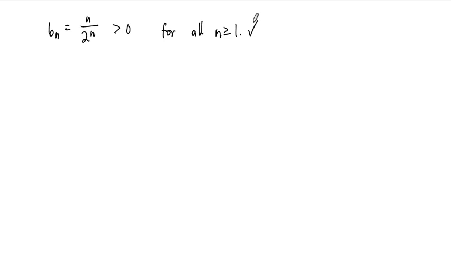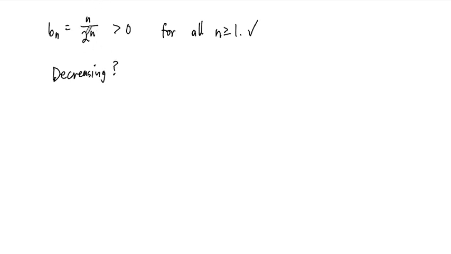This is of course positive for all n greater than or equal to 1, and so that's checked off. The next question is, is this decreasing? You might be able to make a nice guess. We've talked about exponential functions and how fast they grow in previous chapters of this class.